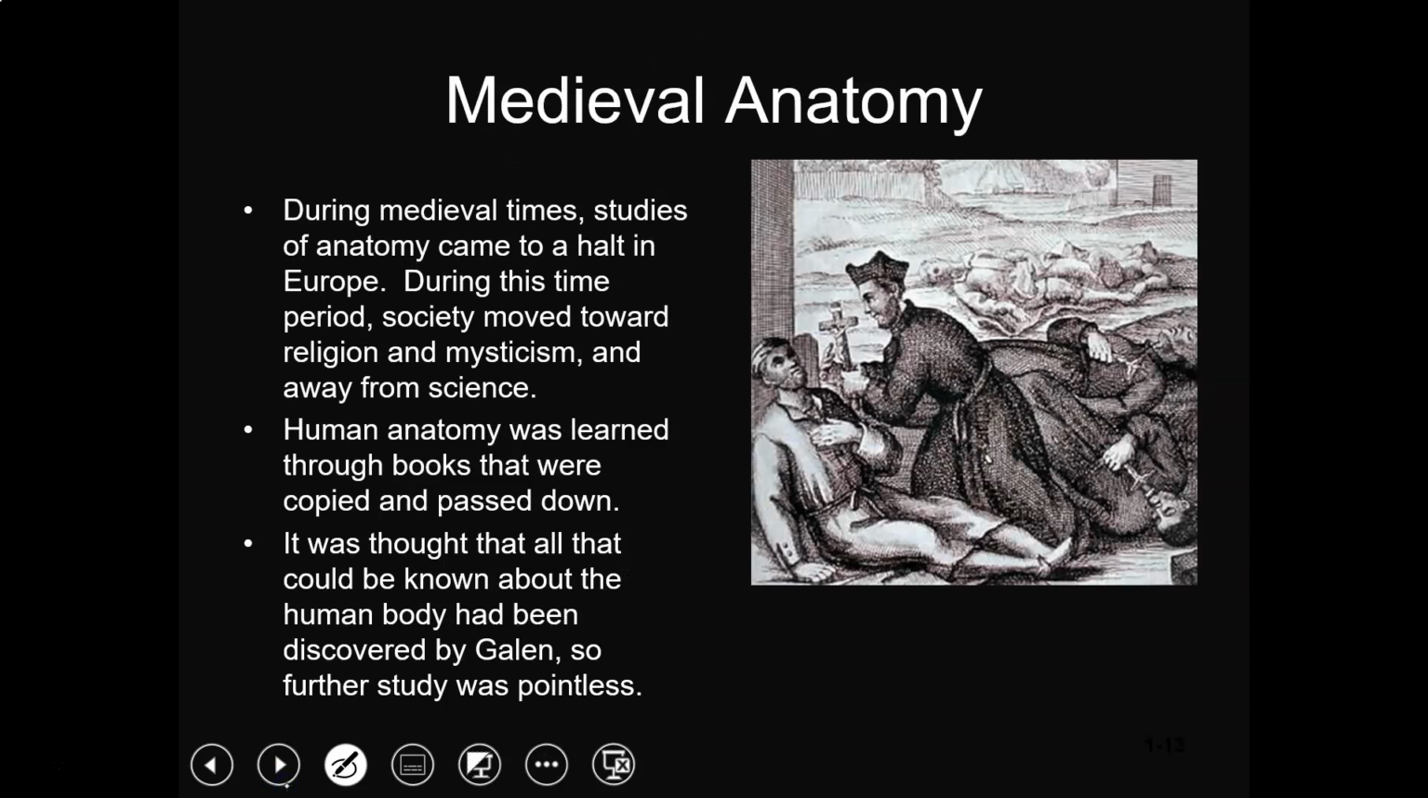And we come up on medieval times. So this goes on for a while, right? And in medieval Europe, studies of anatomy sort of screech to a halt. And we kind of go to magic.